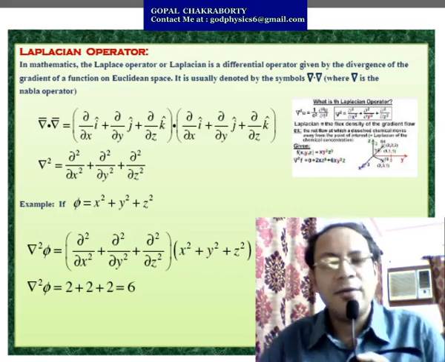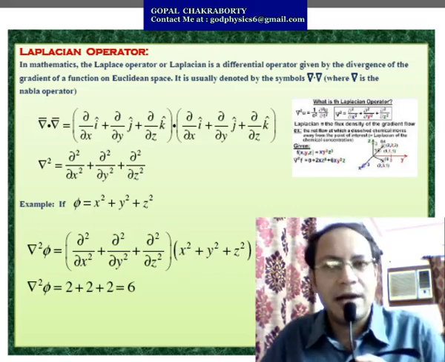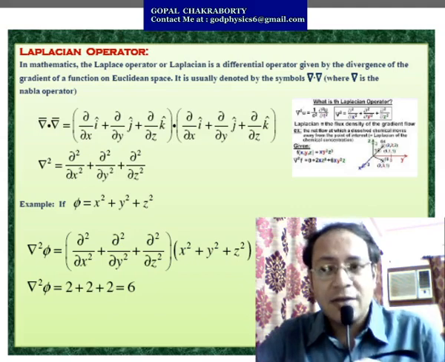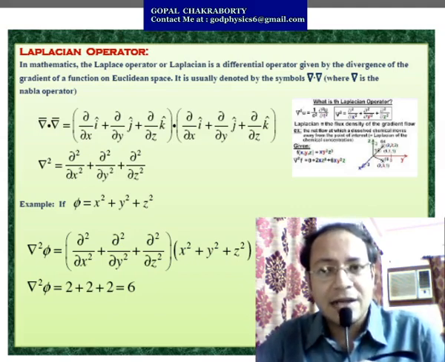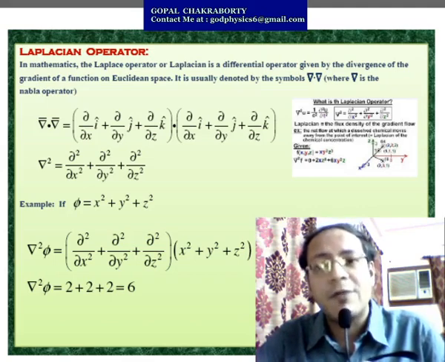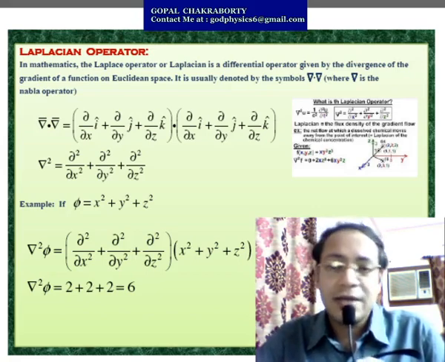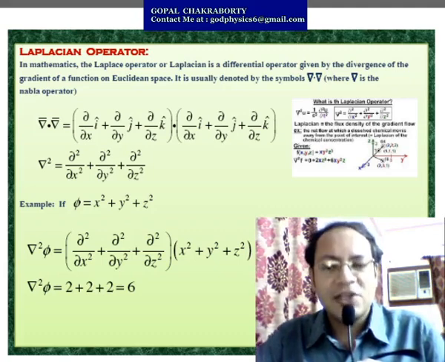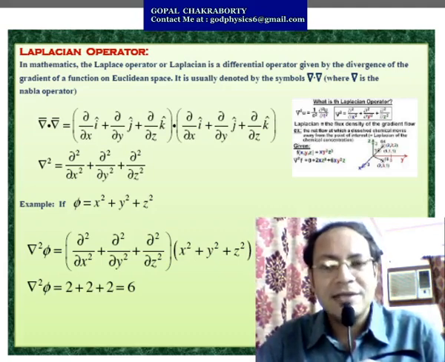So, it is a second order partial derivative with respect to x, y and z. Now, if we apply this Laplacian operator over some scalar quantity, it will change the value like this. I have considered an example. If phi is a scalar quantity, that is x square plus y square plus z square, and now if I apply the Laplacian operator del square over phi, that gives you 2 plus 2 plus 2, that means 6 only.